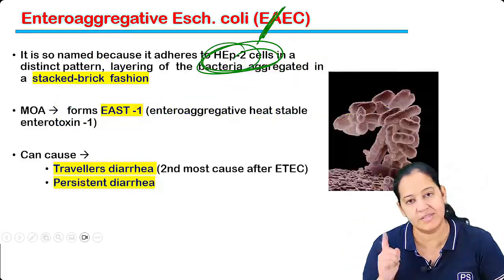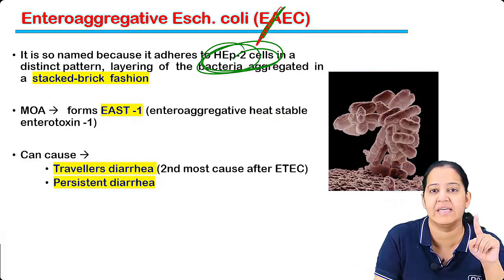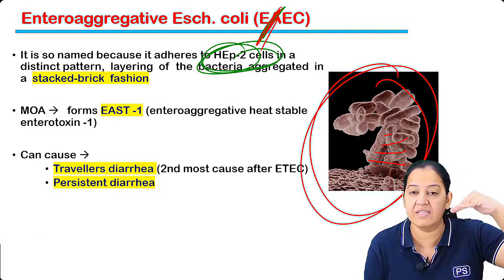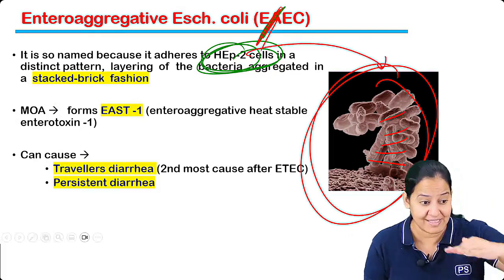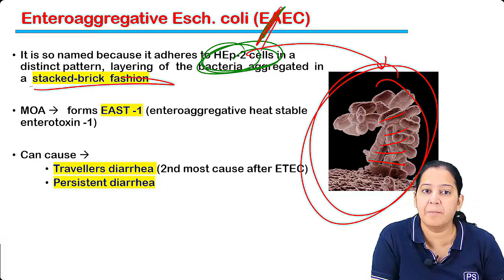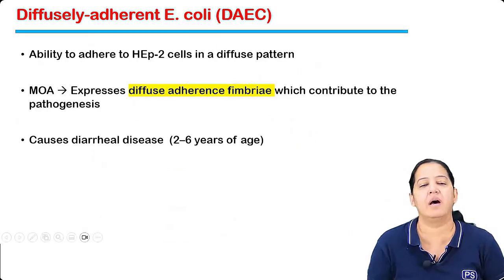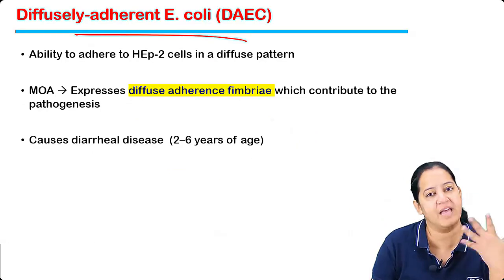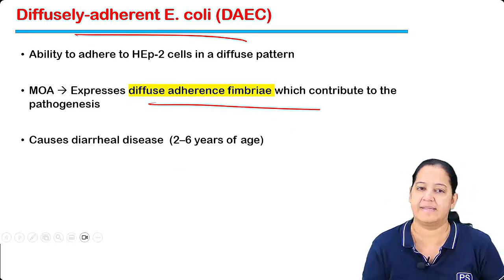So it is a way of diagnosis for EAEC. Remember this additional point. Can you see here? It is stacked brick. These are Hep2 cell line. The cells are one above the other. Stacked brick appearance. Please learn that. And last is diffusely adherent. It is having fimbriae or pili. That's it. So we are done.